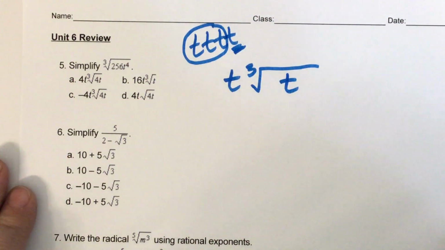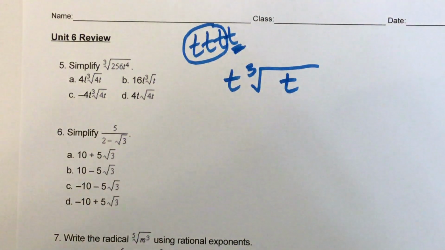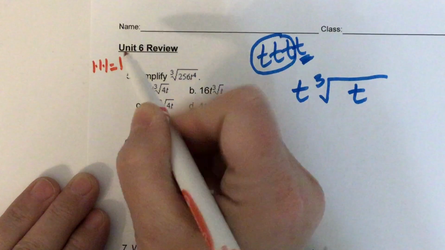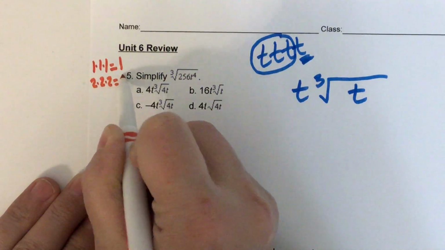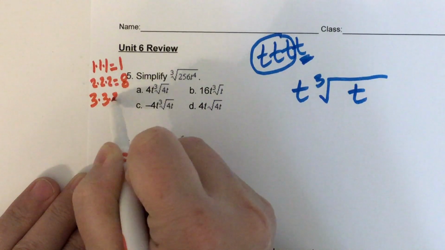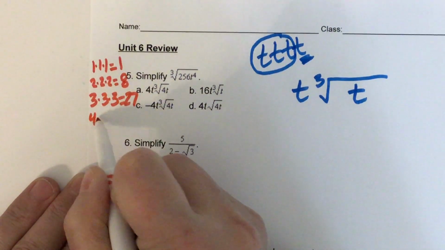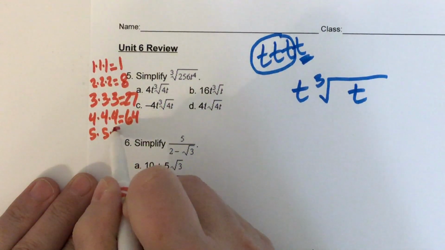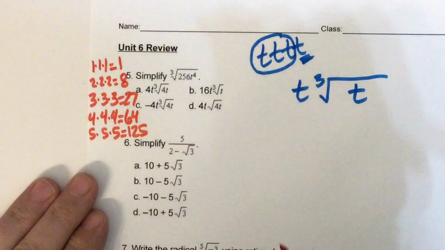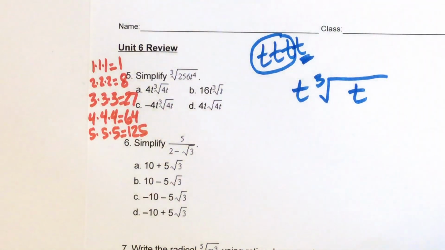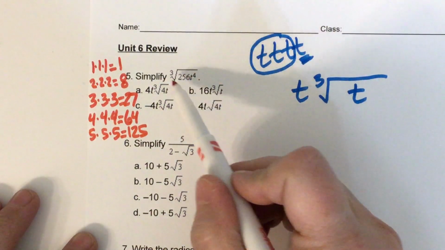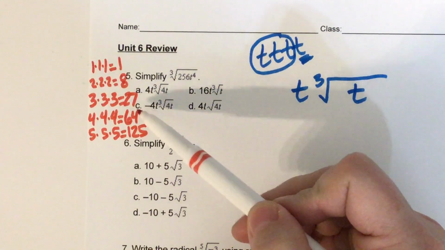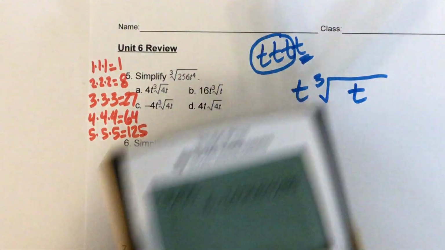Okay, so now we need to work on the 256. So let's think about our perfect cubes for a minute. We've got 1 times 1 times 1, which is 1, 2 times 2 times 2, which is 8, 3 times 3 times 3, which is 27, 4 times 4 times 4, which is 64, 5 times 5 times 5, which is 125, and I could keep going. 6 times 6 times 6, 216. Anyway, because you can't take the cubed root of 256 and get something nice, I need to find out who's our largest perfect cube that can divide into 256 evenly.